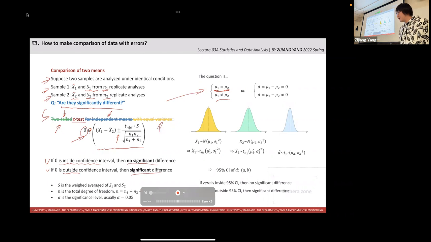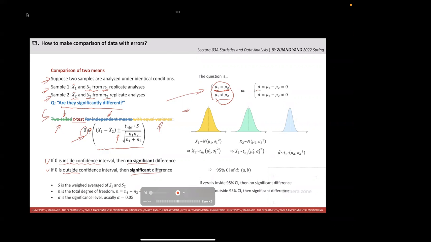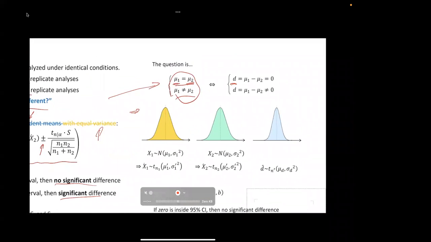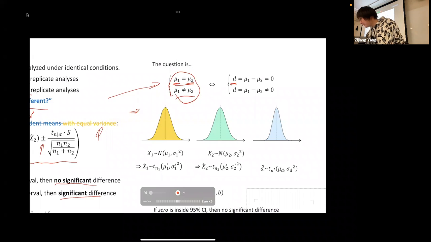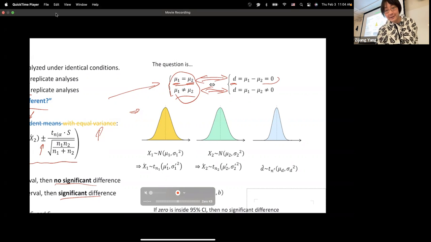Here I want to briefly talk about why we have this method. We are interested in whether mu1 equals mu2, or they are not equal. We can transform this question into another one. We define a difference d, which equals mu1 minus mu2. If d equals 0, they are equal. If d does not equal 0, they are not equal. So we transform two variables into one variable.